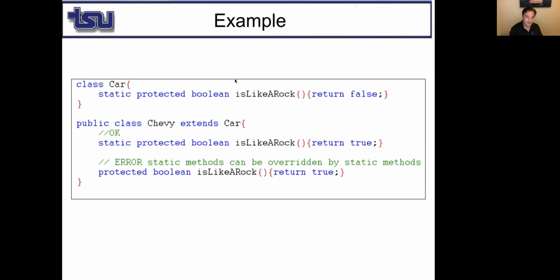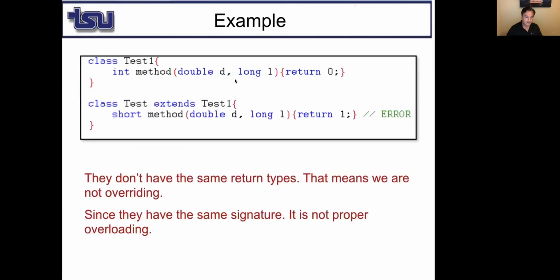Now let's see, the same signature, the same return type, the same access identifier, static, static, okay? Here this is static, this is non-static, you cannot override. Just the same as non-static cannot be overridden with static, static cannot be overridden with non-static. Okay, how about this one?